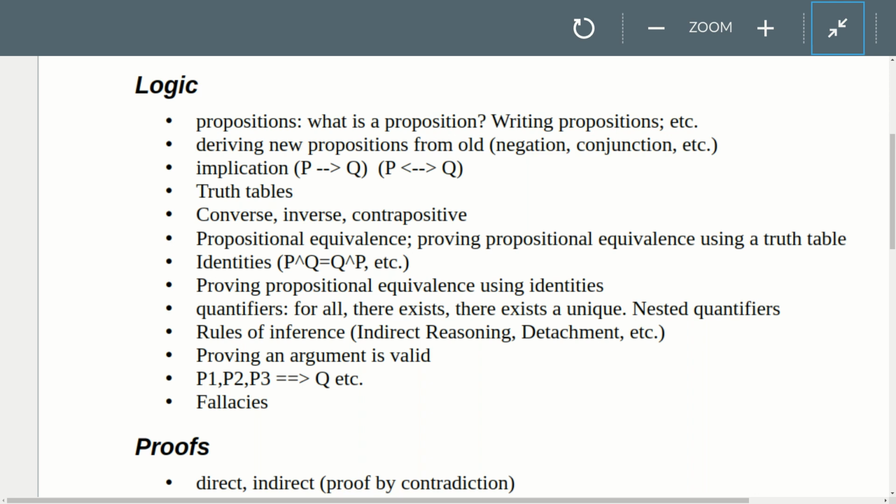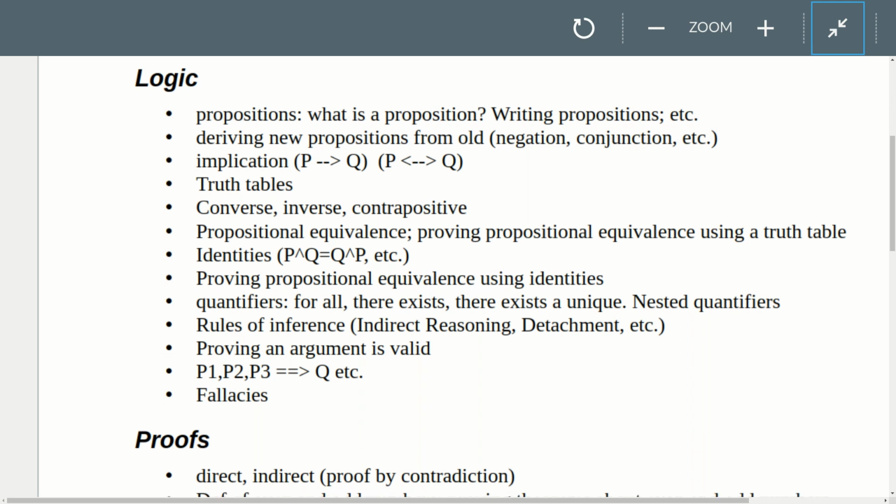Proving an argument is valid, right? So things like this: given P1, P2, and P3, prove Q. Okay, so you've done homeworks on those proofs. And then fallacies, fallacy of affirming the conclusion or denying the hypothesis. So make sure you're familiar with those. They're sort of the incorrect versions of direct and indirect reasoning.